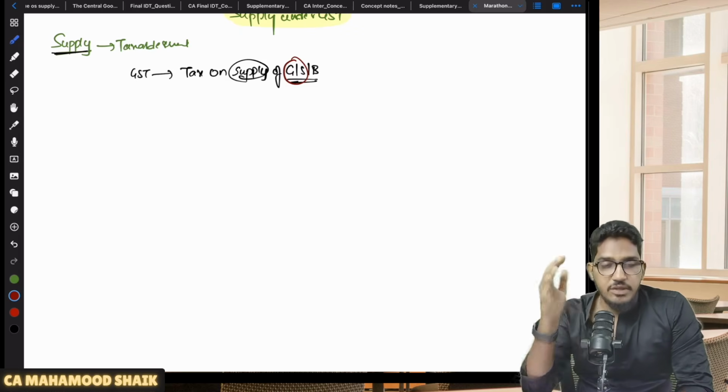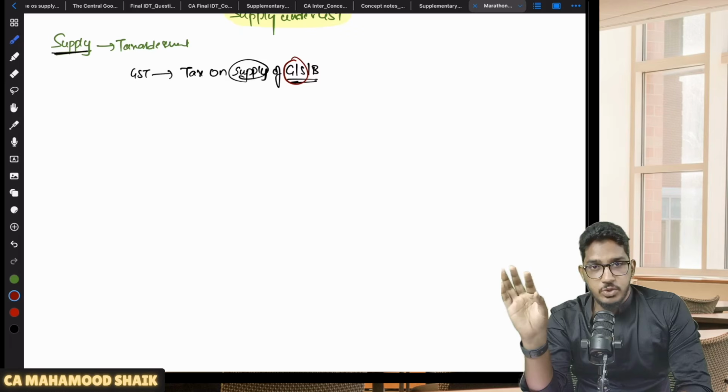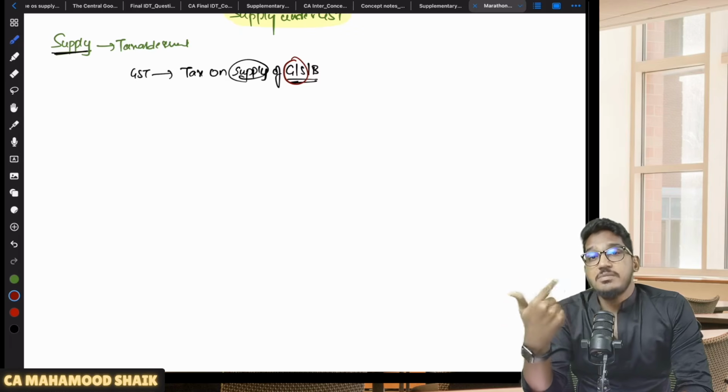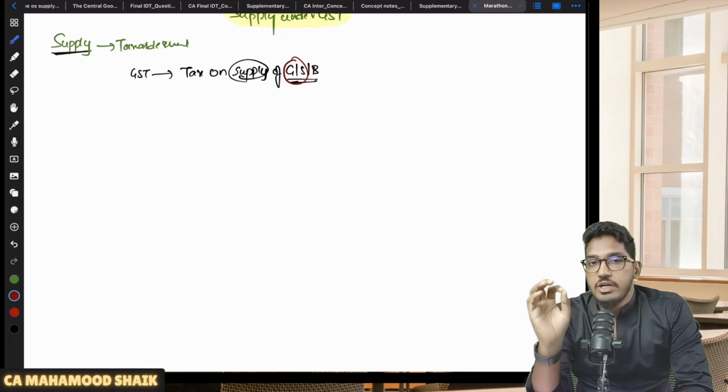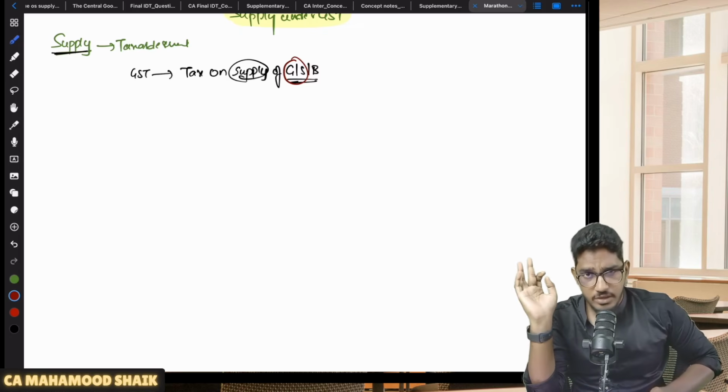So if I put it the other way around, first there must be goods, or there must be services, or there must be both. And just having the goods or services or both alone will not be enough. There must be supply. That is the triggering point for the government to come and impose GST. I hope you're all clear on it.